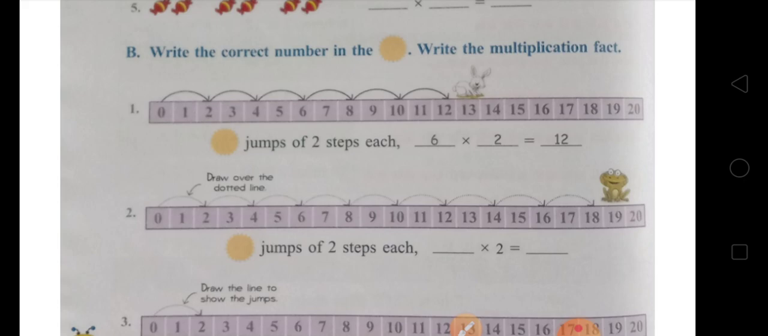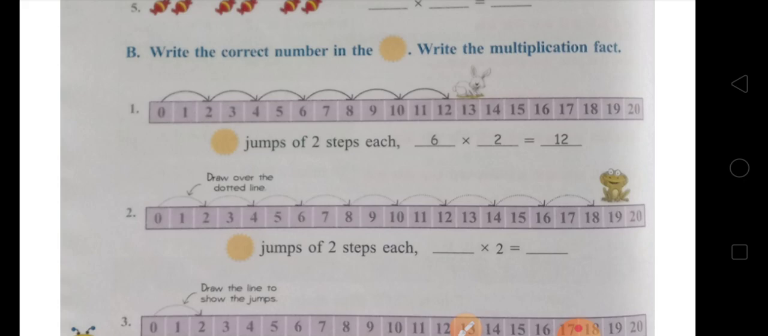You can see here that the rabbit jumps 0 to 2, 2 to 4, 4 to 6, 6 to 8, 8 to 10, and 10 to 12. So the rabbit jumps 6 jumps, because 0 to 2 is 1, 2 to 4 is 2, 4 to 6 is 3, 6 to 8 is 4, 8 to 10 is 5, and 10 to 12 is 6.